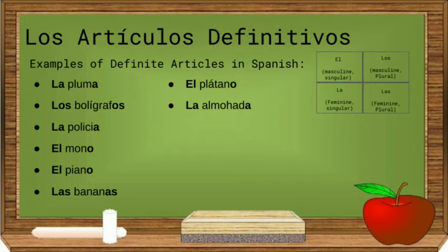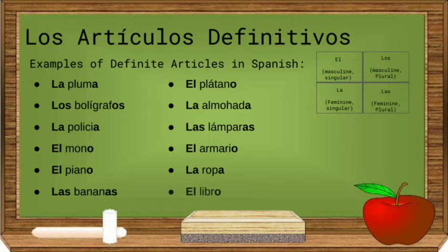La almohada, the pillow. Las lámparas, the lamps. El armario, the closet. La ropa, the clothes. Take a note that is the singular form. In Spanish, clothing is singular and not plural. There is no plural form of the word for clothing. El libro, the book.